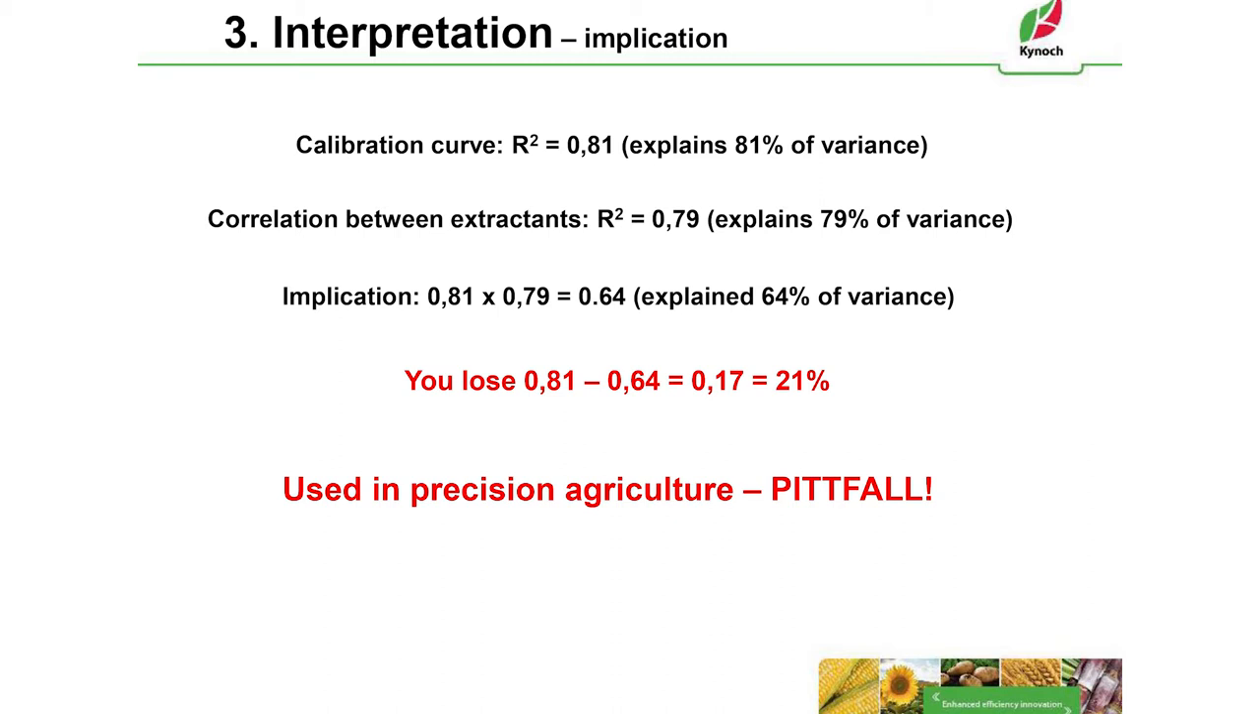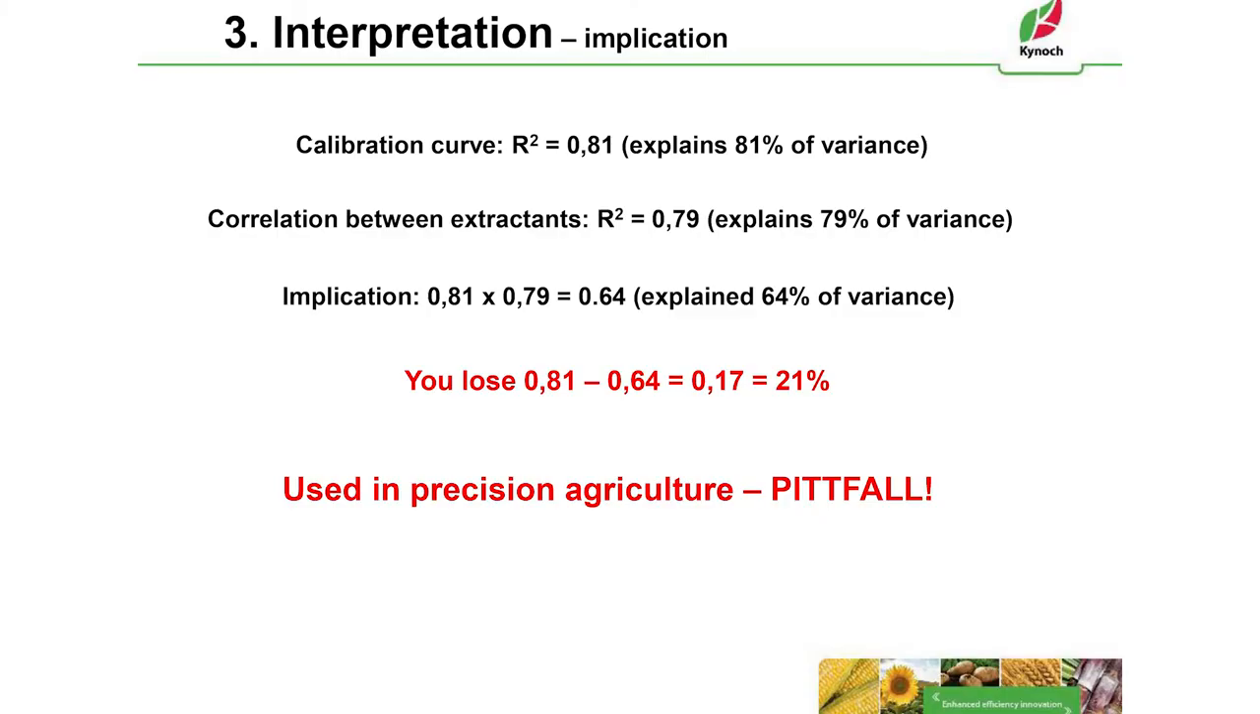And then there are some people that use certain extractants to save the farmer money for precision agriculture purposes, and then they call this precision agriculture. Coming down from 81 to 64 doesn't make sense. That's not precision anymore, but they are saving money. So you lose 21%. So what's the pitfall? They're used in precision agriculture, and I cannot see that it's precision anymore if you use that approach.